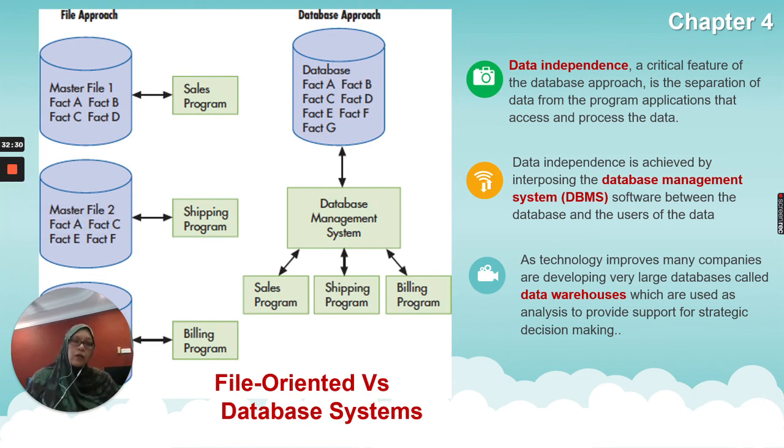Okay, and then as the technology improves, many companies are developing very large databases that we call data warehouses. So data warehouses are used for analysis to provide support for strategic decision making. So this is where we mention the data analytics, okay, that we discussed in chapter 1. So they use the data warehouse. So data warehouse ni disimpan lagi banyak data lah. Okay, and then they use the data analytics to analyze their data, and then they use it to provide for the management, especially for the strategic decision making.